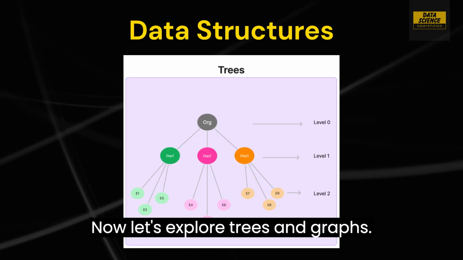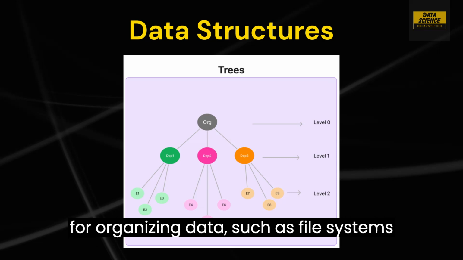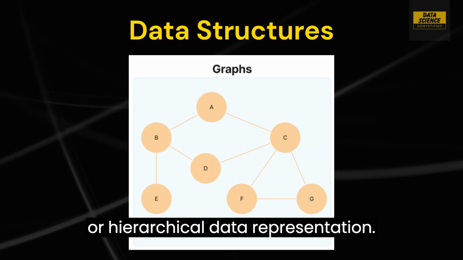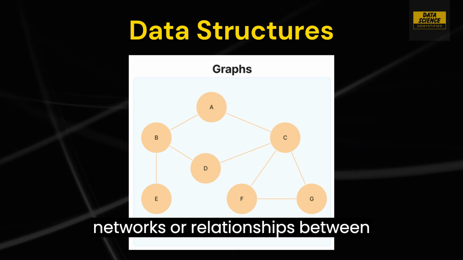Now, let's explore trees and graphs. Trees are hierarchical structures used for organizing data, such as file systems or hierarchical data representation. Graphs, on the other hand, represent networks or relationships between objects.